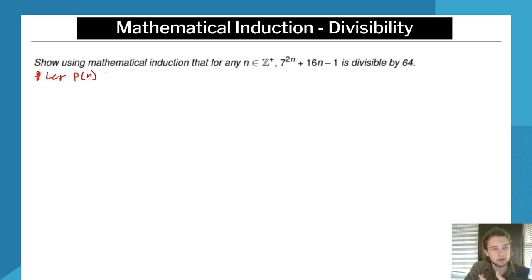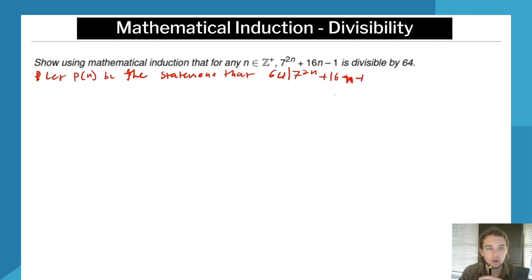So let's first say, let Pn be the statement that we can write it like this as well. You might not know, but we can use a vertical line to say that 64 divides, that is, 64 divides 7 to the 2n plus 16n minus 1. So we rewrite the statement, and then we do the basis step.